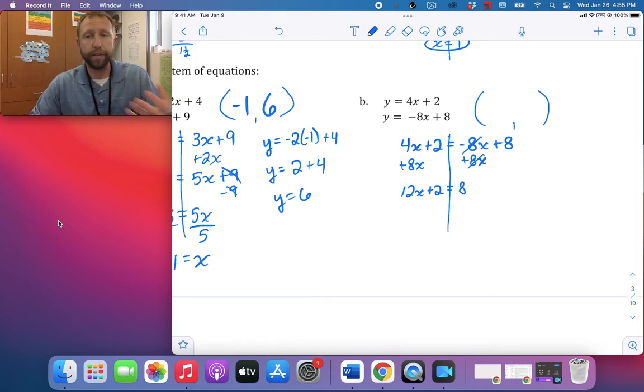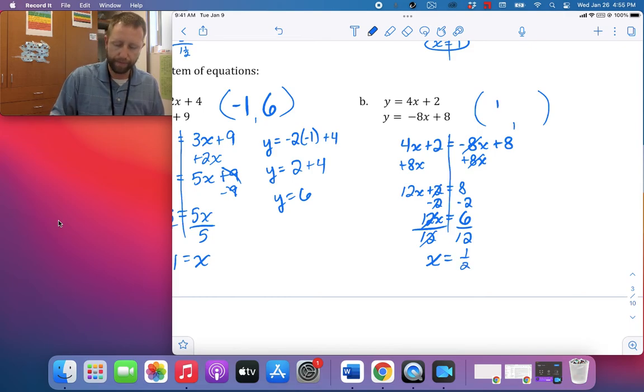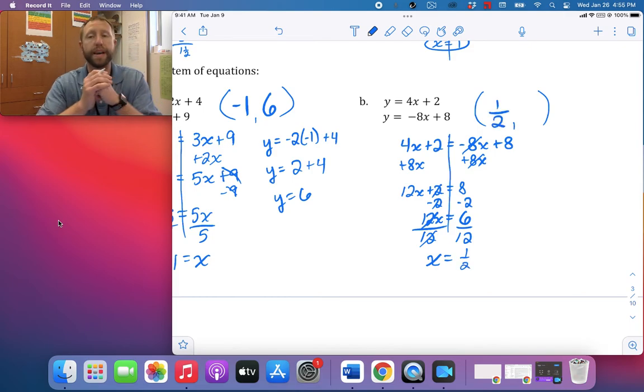And then start solving. So it's a two-step equation from here. Subtract 2 from both sides. That leaves us with 12x equals 6. And then divide both sides by 12. Now 6 divided by 12 is 1/2. So there's my x value. That's only half of my answer. I need to find out what the y value is.